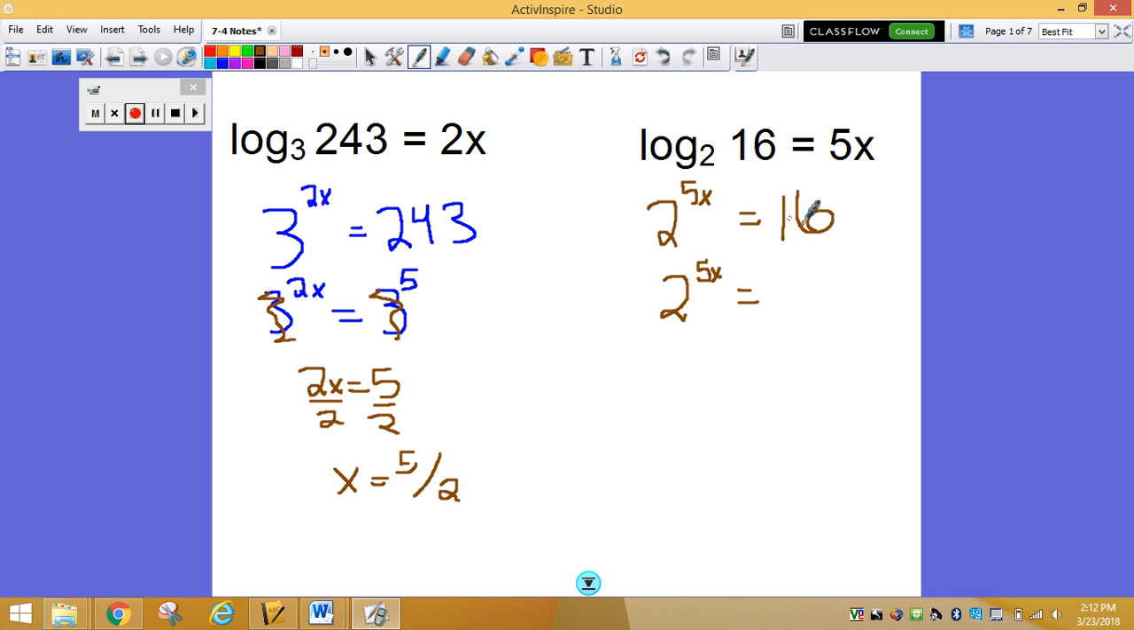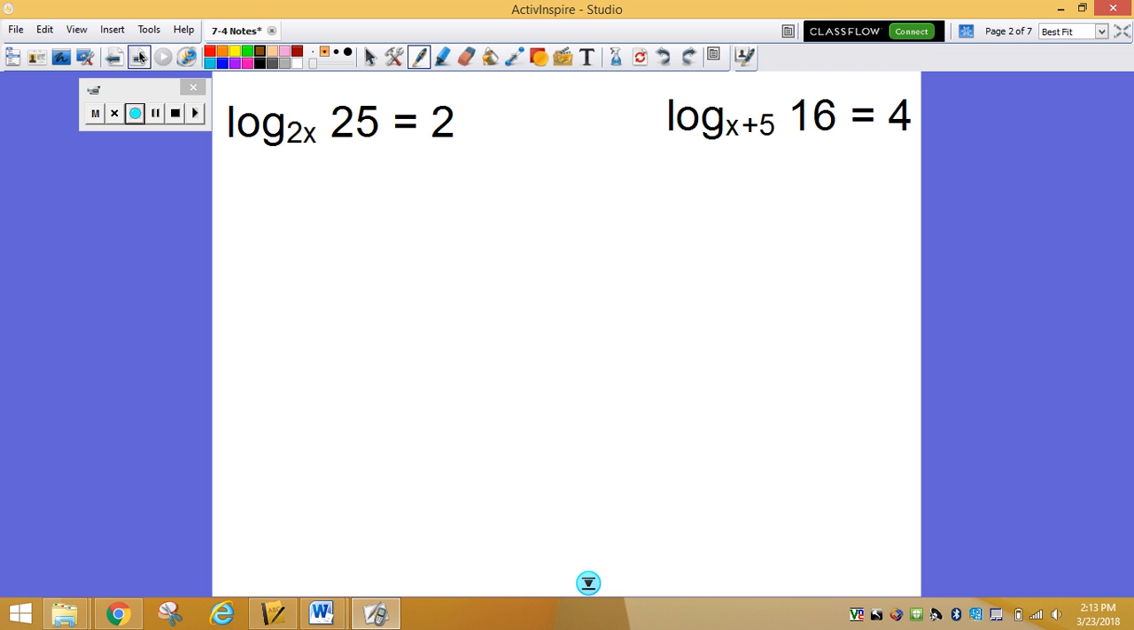I want to figure out 2 to the what is 16. You can try on your calculator 2 to the 2nd, 2 to the 3rd. It's actually 2 to the 4th is 16. I have the same base. They're both 2's, so they're going to cancel out. So I have 5x equals 4. Divide by 5. And x is 4/5. So you see, it's not really anything brand new. We're just doing more of what we've been doing. Get your same base so that you can cancel them out and solve it.